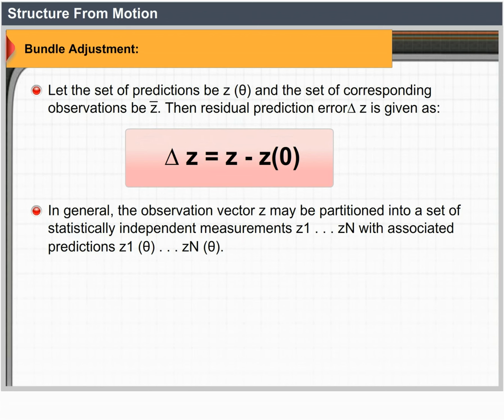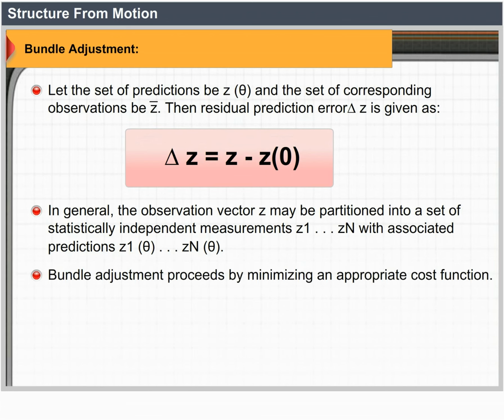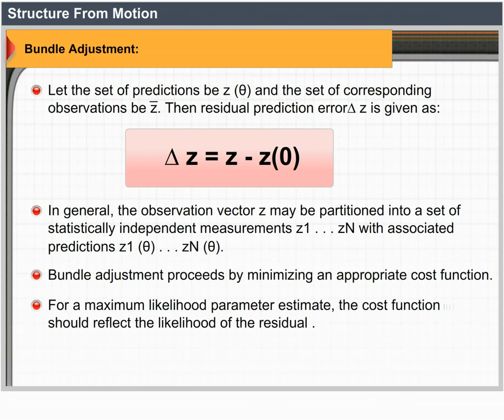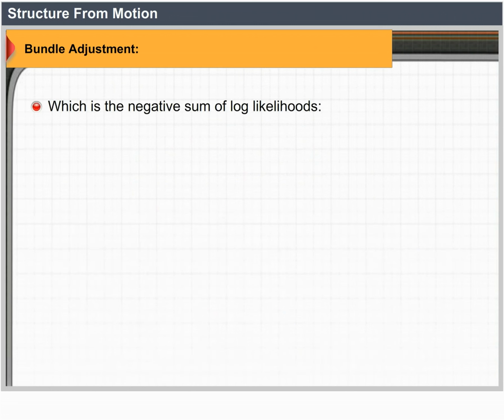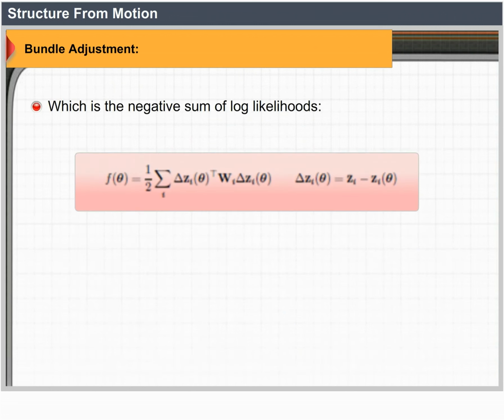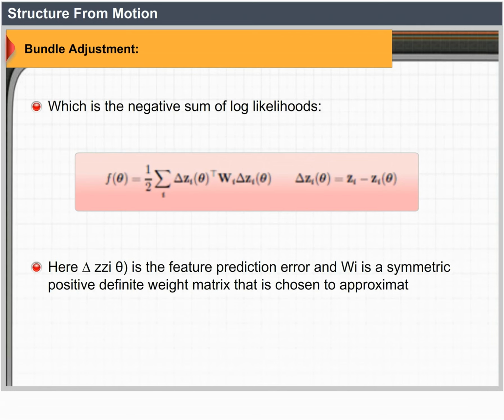Bundle adjustment proceeds by minimizing an approximate cost function. For a maximum likelihood parameter estimate, the cost function should reflect the likelihood of the residual delta z. Under the assumption of Gaussian distributed measurement noise, the appropriate cost function is a sum of squared errors, as shown. Here, delta zi theta is the feature prediction error and wi is a symmetric positive definite weight matrix that is chosen to approximate the inverse covariance of the measurement noise associated with measurement delta z.